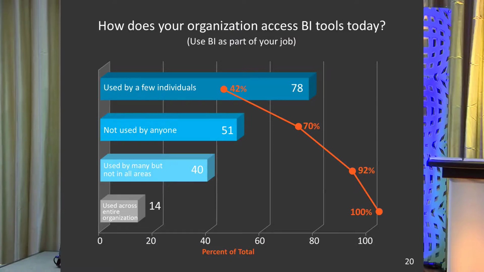How does your organization utilize BI? It's still basically used by a very small group. The bottom one here in gray, used across the entire organization, is very low. But that's where the industry is going. So where's the industry heading?